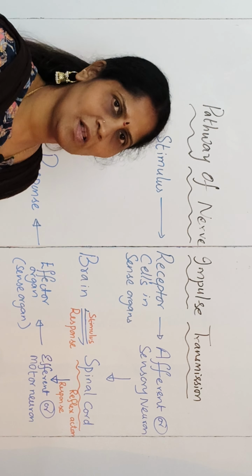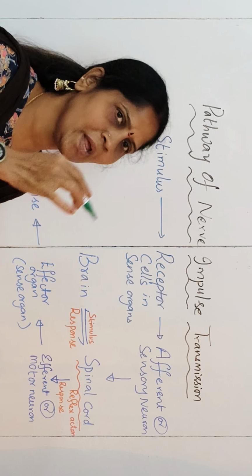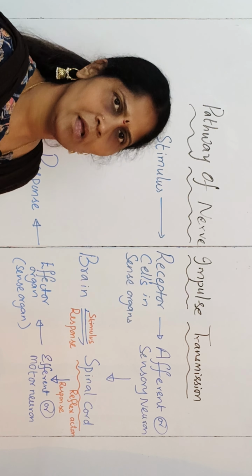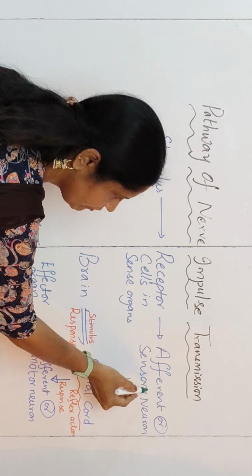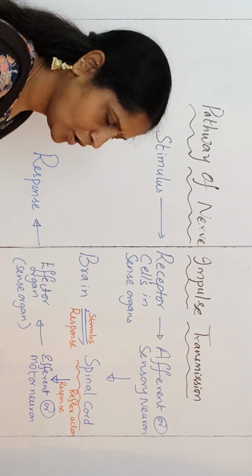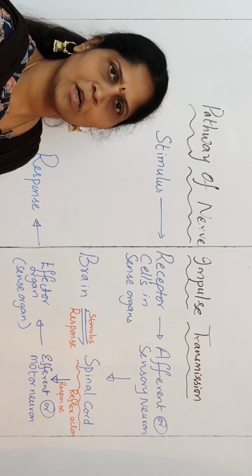The spinal cord is called the relay center of our body. It carries information to the brain and brings information from the brain, so it is called the relay center. The impulse from the afferent neuron is passed to the spinal cord. From the spinal cord, it is taken to the brain. The information of the stimulus is taken to the brain.